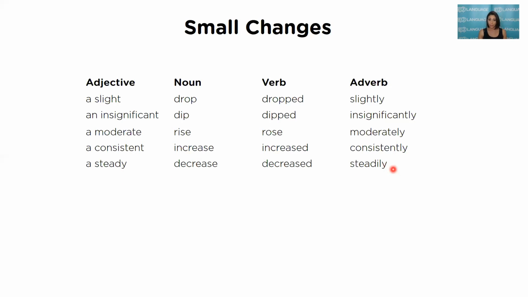When you're using verbs, you want to make sure that you're always using the verb in the past tense to describe data, okay? Because we're assuming that this has already happened. A steady decrease or a steady increase means it went up gradually. It wasn't a huge increase or decrease. So steady means the same thing as consistent.